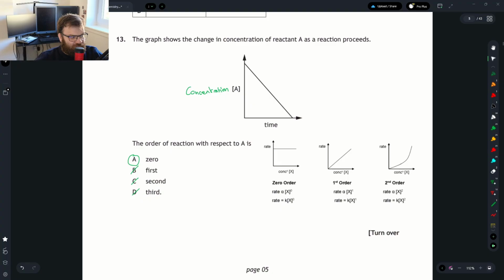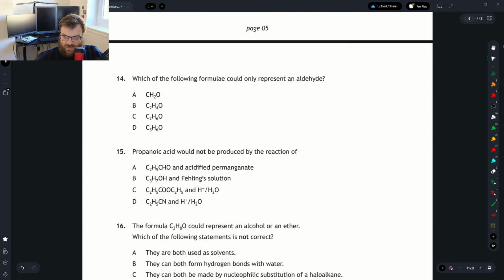On to number 14. Which of the following can only represent an aldehyde? So if we go to sketch them out, an aldehyde must have C double bond O and H. There is no other way of representing this. If you tried to put it with a single bond on the oxygen, you would need more hydrogens. You've got nothing to put the oxygen between to make it into anything else at all. So one, because it's so small, can only be an aldehyde.